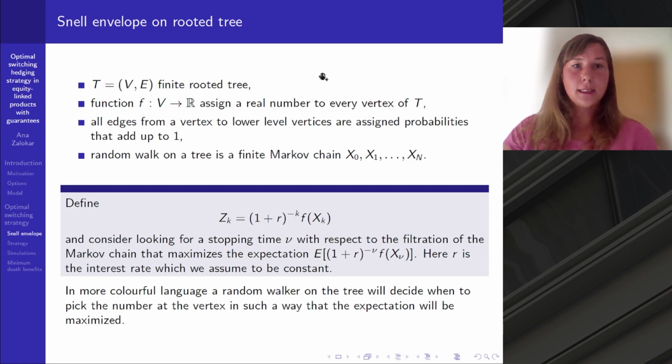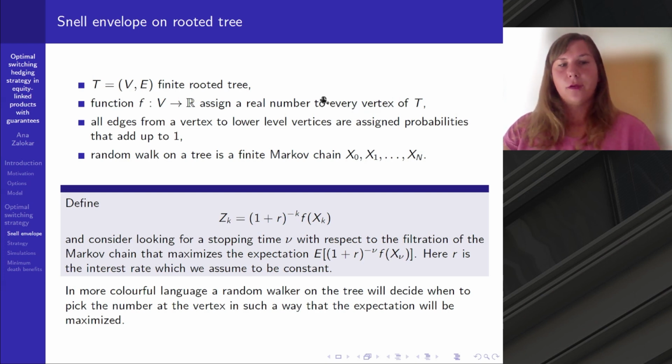So let's see the Snell envelope on a rooted tree. We have a finite rooted tree. We have a function f which assigns a real number to every vertex. All edges from a vertex to lower level vertices are assigned probabilities that add up to 1, and the random walk on a tree is a finite Markov chain.